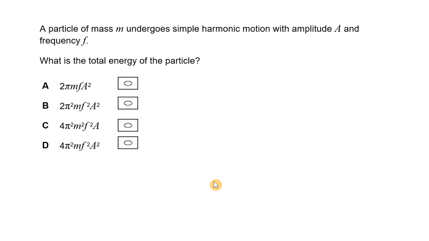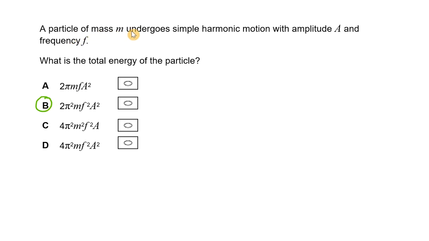Hello, here's another AQA A-level physics question. This one's from the topic of simple harmonic motion from periodic motion. If you want to try to answer the question yourself, pause the video now. If you got the answer B, well done.